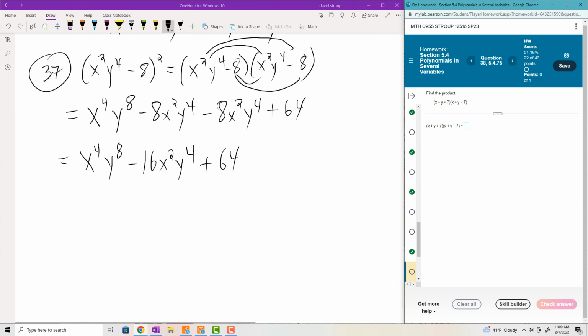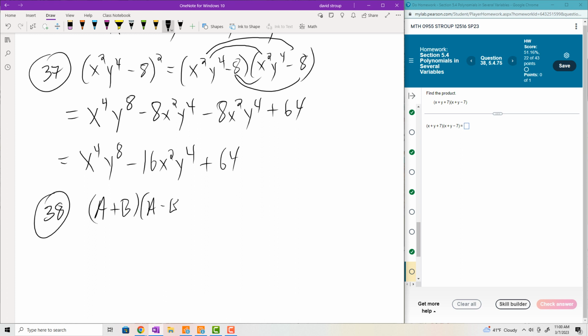Oh, and then these are kind of tricky. So you can literally sit there and distribute, and you'd have 9 terms, but there's kind of a shortcut if you remember the a squared minus b squared formula. So again, if you have a plus b times a minus b, the inner and outer terms are going to cancel. Okay, so you'd just be left with a squared minus b squared. So if you can rewrite the given expression in that way, you can kind of quickly get to the answer. And that's what you want to do in 38.